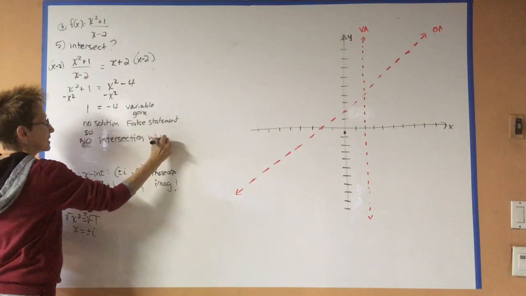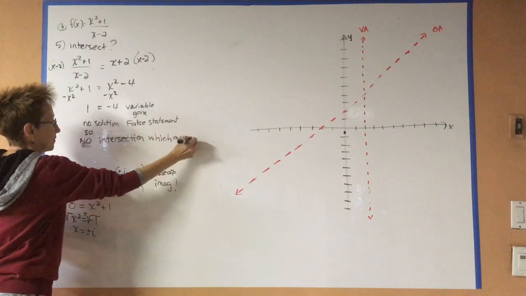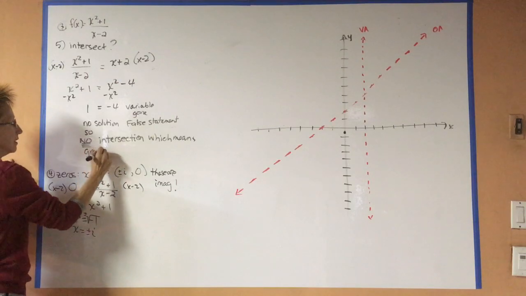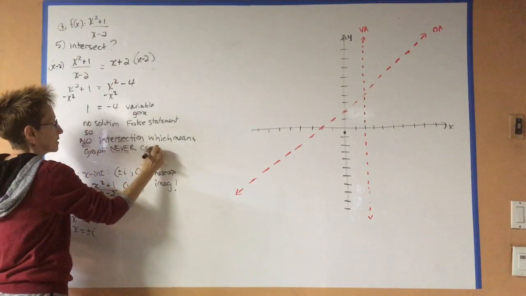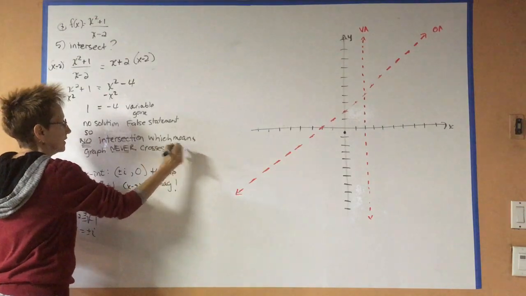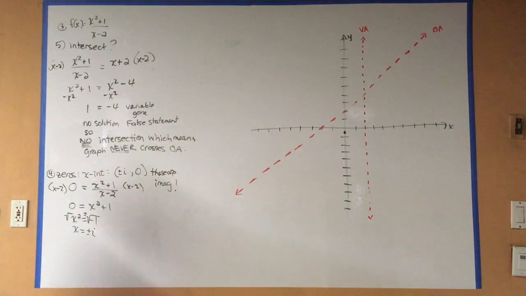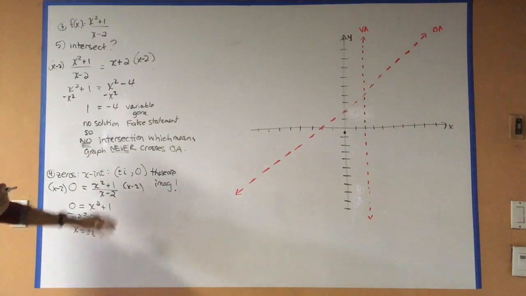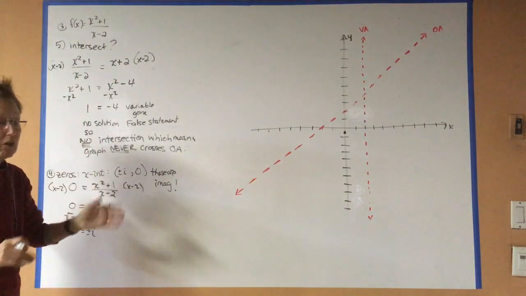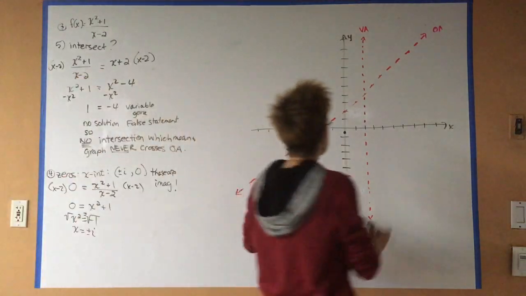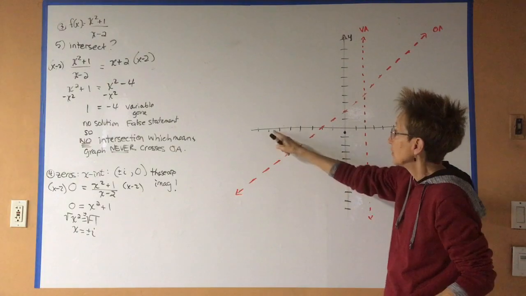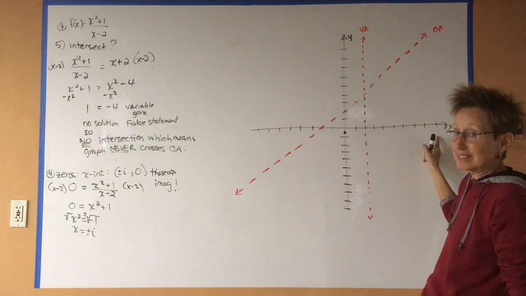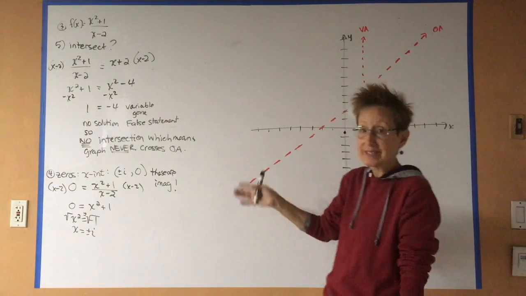which means the graph never crosses the OA. In this particular case, my graph is not going to cross the OA. I got no place where it intersects. I got no solution to that. And as a result, I now know that it doesn't cross the OA, it doesn't cross the VA, and I also know it's not going to touch the x-axis either because I had no real x-intercepts.